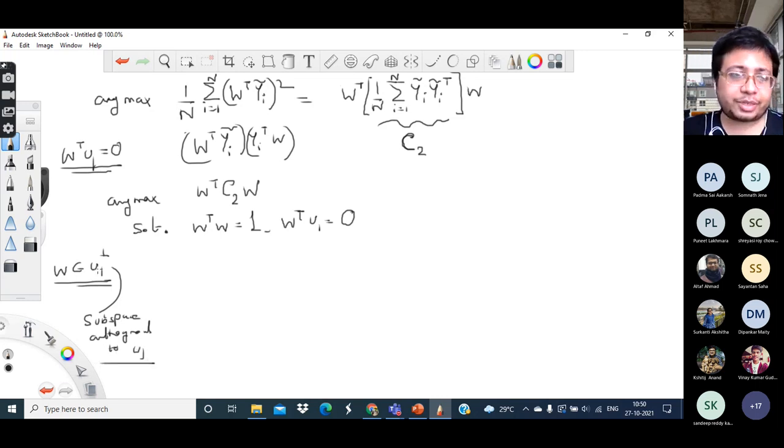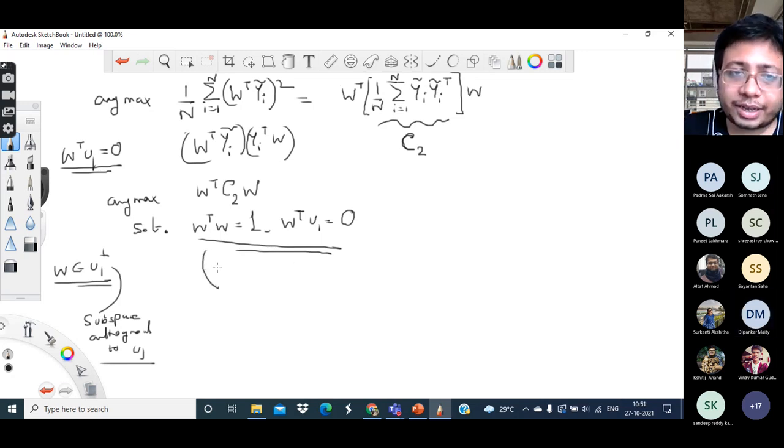So any vector which is part of the U1 path has got to be perpendicular to U1. So this is the constant which we write. Now what I do, once again, is bring in the Lagrangian multipliers.